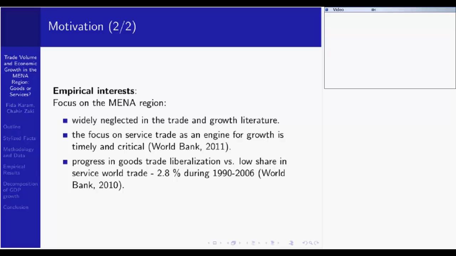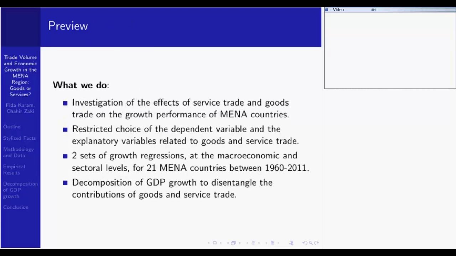So what we do in this paper is investigate the effects of trade in services and goods on the growth performance in the MENA region. We undertake this empirical work at 2 levels, a first level at the macro level and a second level at the sectoral level, for 21 MENA countries between 1960 and 2011. And finally, we try to decompose the GDP growth to disentangle the contribution of trade in goods versus trade in services to growth.